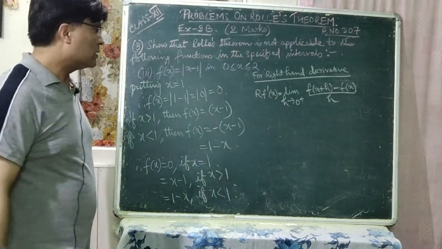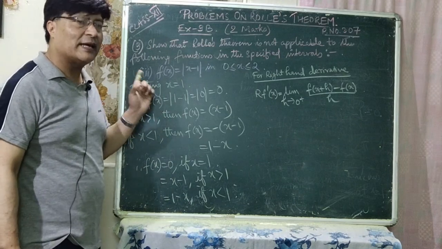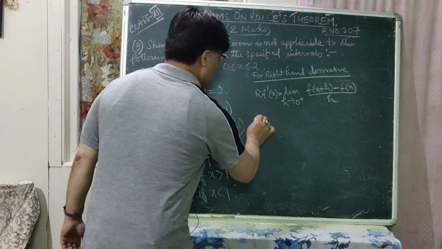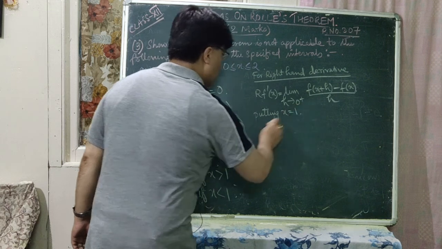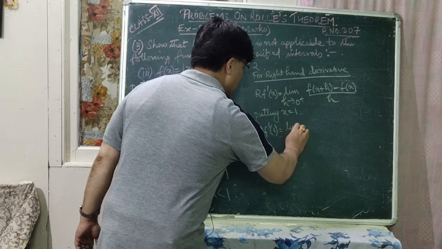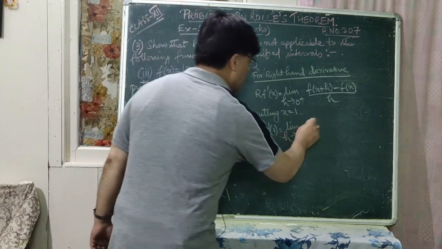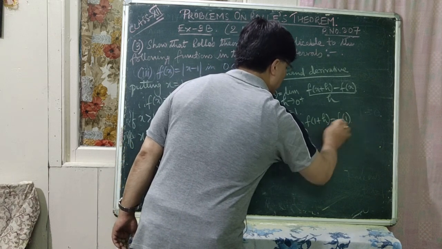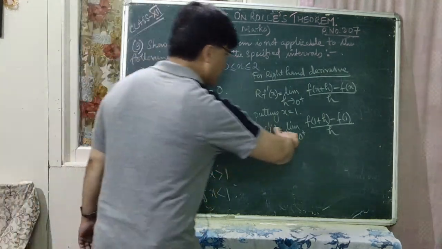Is that clear? Now since we are checking the differentiability of the function f of x at x is equal to 1, you put x is equal to 1 here. So putting x is equal to 1, what do we get? Capital R f dash of 1 is equal to limit h tends to 0 plus f of 1 plus h minus f of 1, whole divided by h, right? So let us simplify this right hand side now.